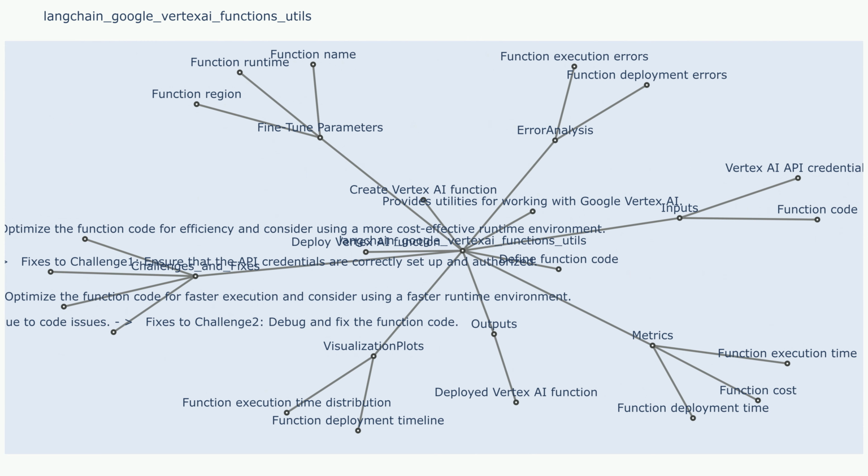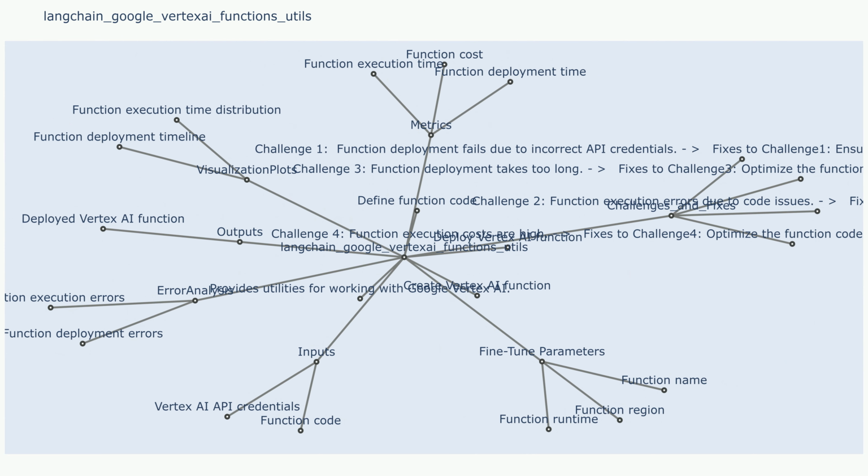Challenge 2. Function invocation issues. Problems with invoking the deployed function can occur due to incorrect input data formats, network connectivity issues, or limitations within the Vertex AI environment. Sample use case that resulted in challenge 2. Providing invalid input data to the function or experiencing network connectivity problems during invocation.